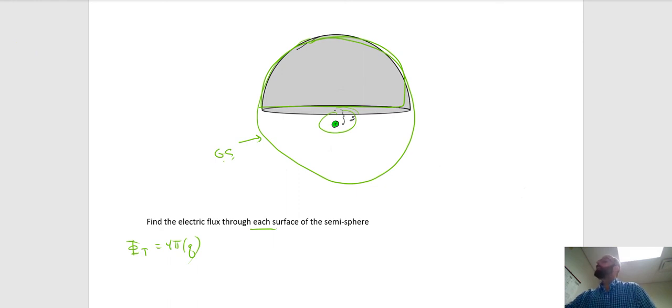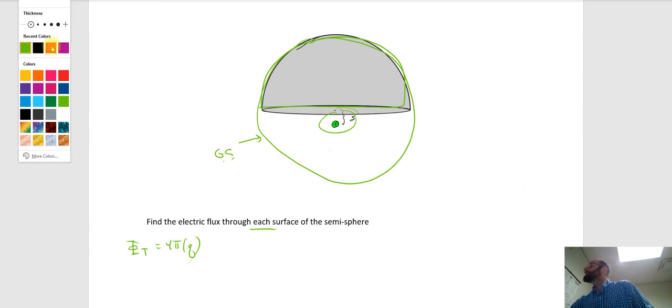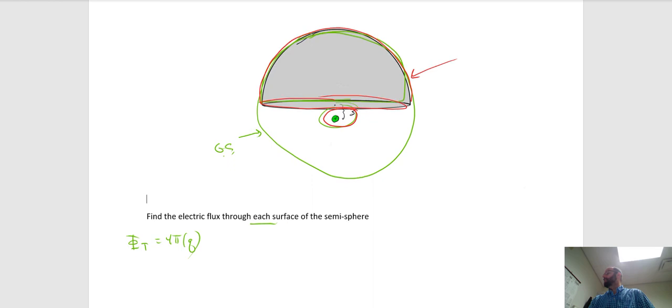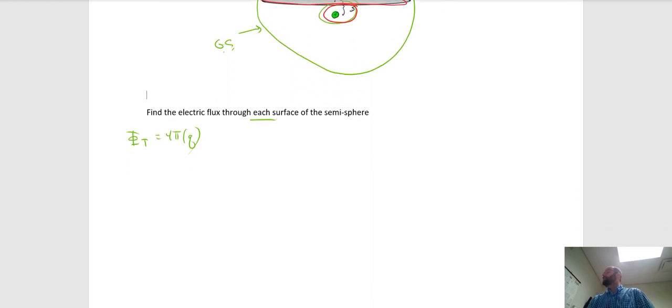Once you do that, now consider the original picture here as a Gaussian surface. Let me draw that in red. Keeping in mind the flux through the outer part would be known. And keep in mind, this charge is not inside of that surface. So that should tell you something about the net flux through that surface. And that should be enough to get the flux through each surface figured out. So hopefully this helps. Have a great day.